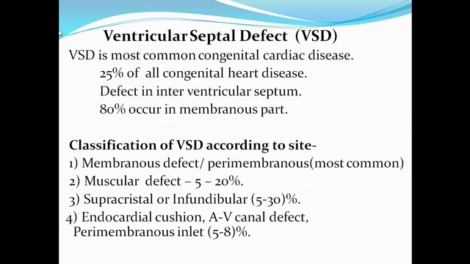So we classify the VSD according to site. Membranous defect or perimembranous defect, this is the most common, 70 to 80% of cases. Muscular defect, 5 to 20% of cases. Supracristal or infundibular, 5 to 30% of cases. Endocardial cushion or AV canal defect or perimembranous inlet. These are the 4 types of VSD according to site or location.